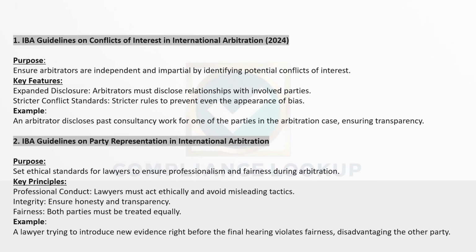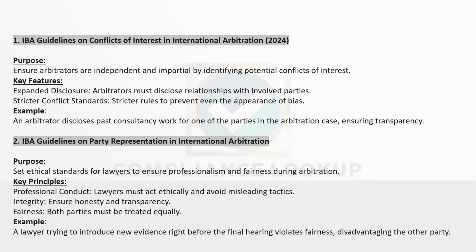Example: imagine there is a dispute between a multinational corporation, company A, and a state owned company from another country, company B. The appointed arbitrator had previously worked as a legal advisor for company A's affiliate 5 years ago. Under the IBA guidelines, this would need to be disclosed because it may raise questions about the arbitrator's impartiality. Even though the arbitrator no longer works with company A, the guidelines ensure that any potential bias is brought to light early in the process.